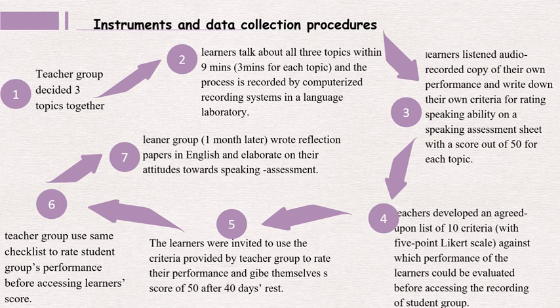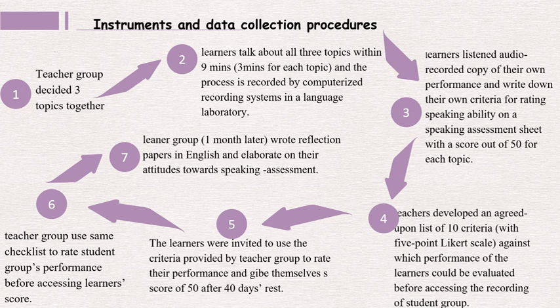First, the teacher group decided on 3 topics together, and then learners talked about all 3 topics within 9 minutes, and the process was recorded by a computerized recording system in a language laboratory. And then learners listened to the audio recorded copy of their own performance and wrote down their own criteria for rating speaking ability on a speaking assessment sheet with a score of 50 for each topic.